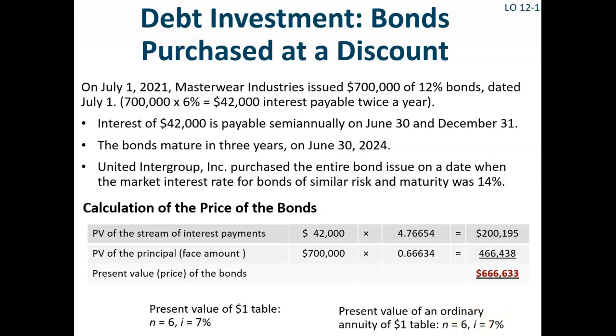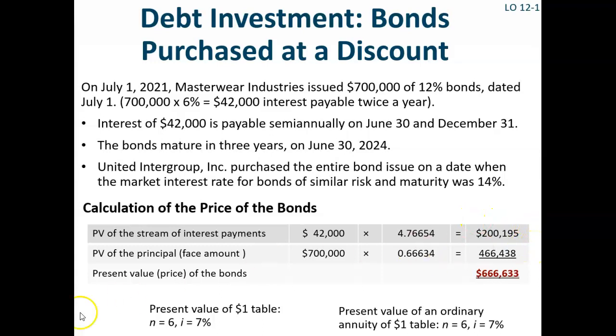This is a 3-year bond. Interest will be paid twice a year, so the number of interest payments will be 6. So the factor taken from the present value of an ordinary annuity table, where n equals 6 and i equals 7, is 4.76654. Multiply one interest payment times that present value factor to get the present value of that stream of interest payments, $200,195.